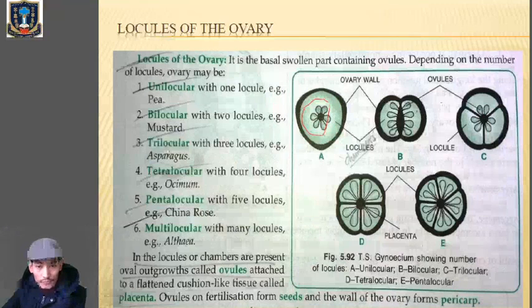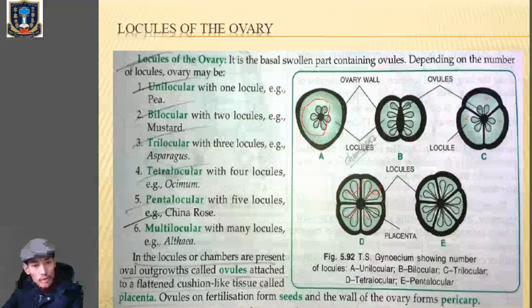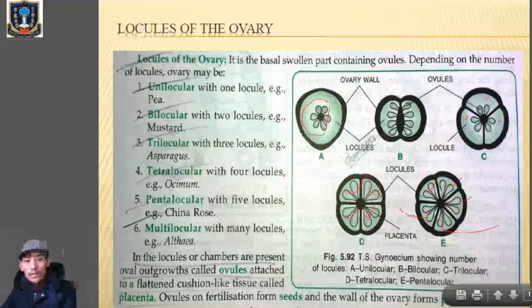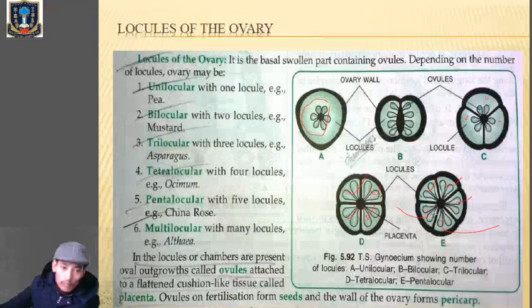Okay. Tri means presence of how many locules? 3 locules. First locule, second locule, and the third locule. These are the ovules. Do not get confused. So there are 3 locules, so it's called trilocular. Tetra means 4. 1, 2, 3, 4. So when there are 4 locules, it is called tetralocular, like in Hibiscus. Penta means 5. 1, 2, 3, 4, and 5. So when there are 5 locules, it is called pentalocular, and when there are more than 5, with many locules, then it is called multilocular.